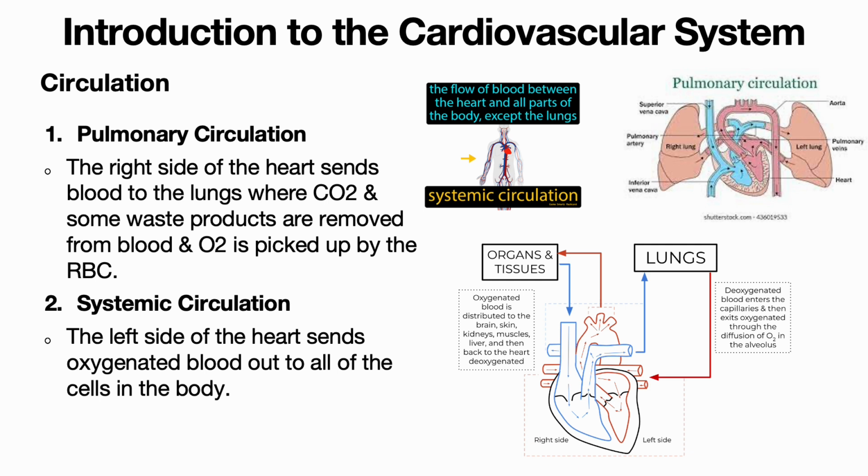Okay, I would just like to make mention also that in the pulmonary circulation, when the heart pumps the deoxygenated blood that contains carbon dioxide from the right ventricle through the pulmonary arteries to the lungs, oxygenated blood returns to the left atrium by the pulmonary vein.